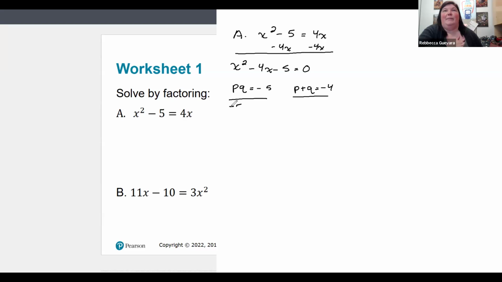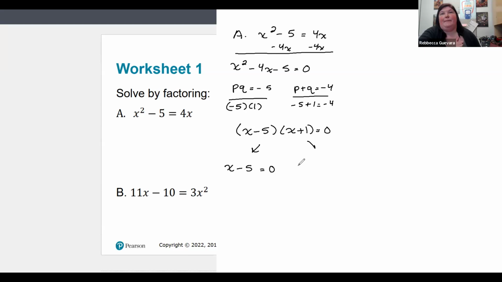So my options would be minus 5 times 1, because if I add those together, minus 5 plus 1, I get minus 4. So I know my factored form is just going to be x minus 5, x plus 1 equals 0. So we know that either the x minus 5 has to be the part that equals 0, or the x plus 1 has to be the part that equals 0. So if I solve those, x equals 5, x equals negative 1. So our solutions are going to be x is equal to negative 1 or 5.